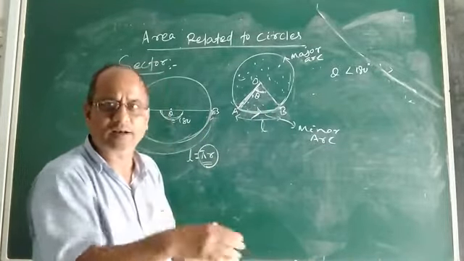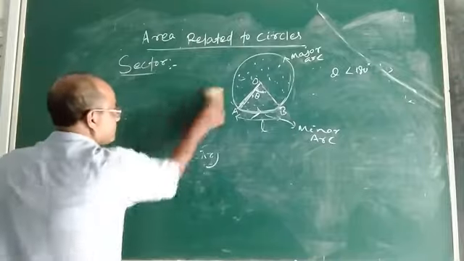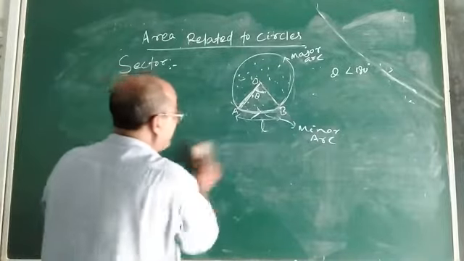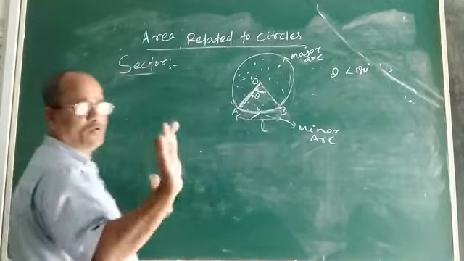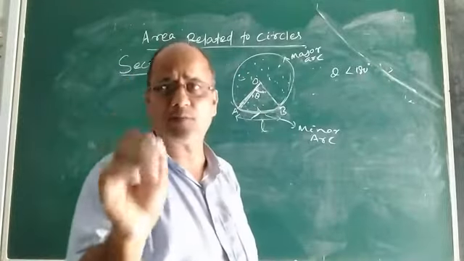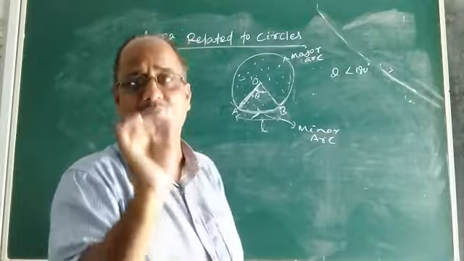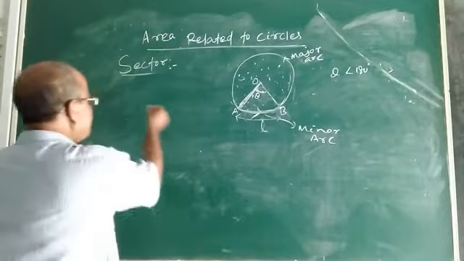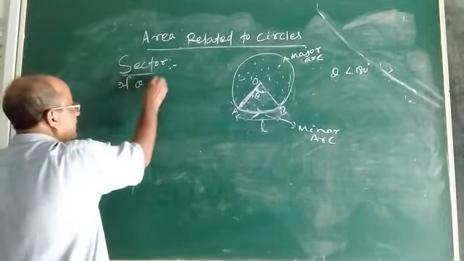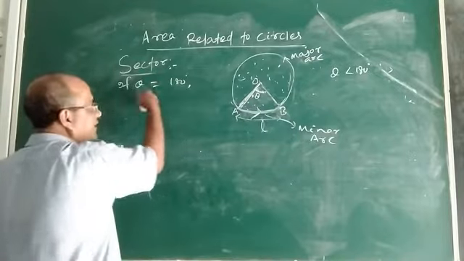Now let us apply the method. We are now going to find what will be the formula for arc length or length of arc of a sector. How to find the formula, that I am going to discuss. If theta equal to 180 degree, what is theta?